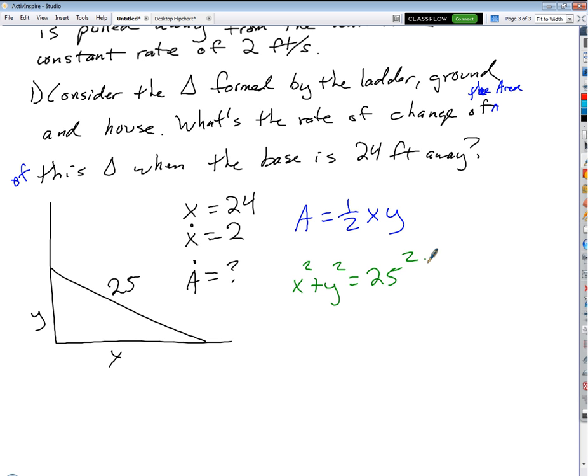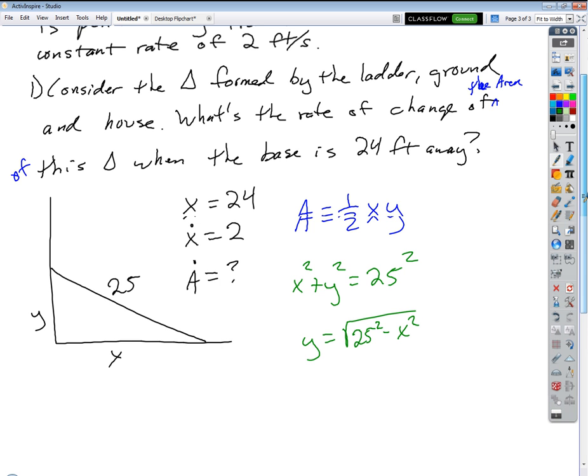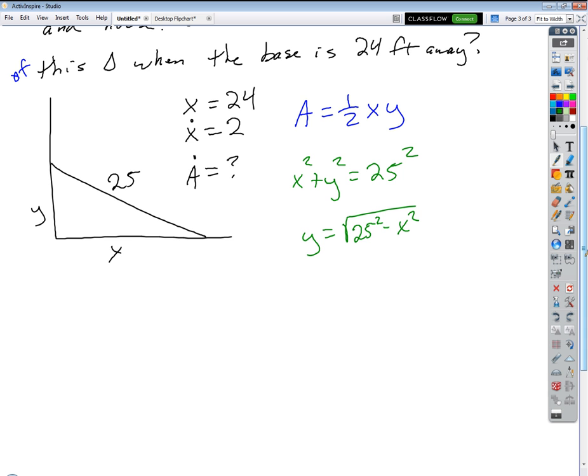Now this time though, it's potentially not going to be quite as useful, because look, if we solve for Y, Y just gives us back the square root of 25 squared minus x squared. If I make that substitution, I'm still going to have the product rule, aren't I? Probably even worse. More things to do. It's awful. Just made it worse.